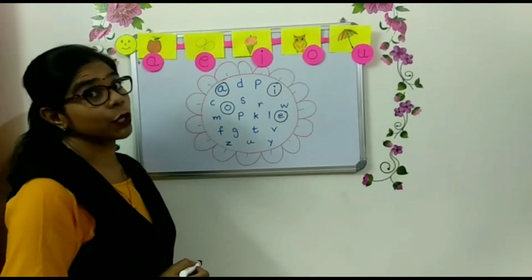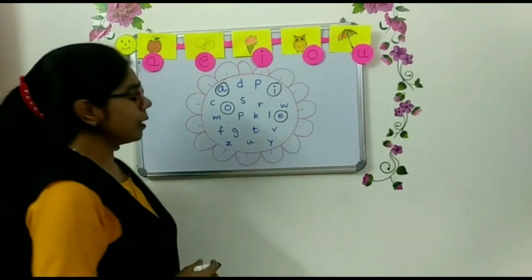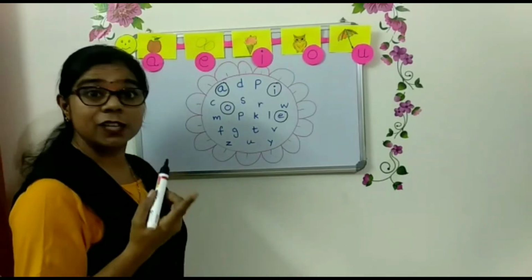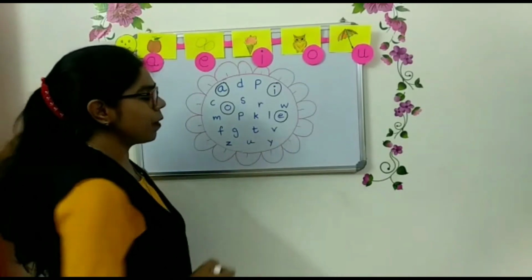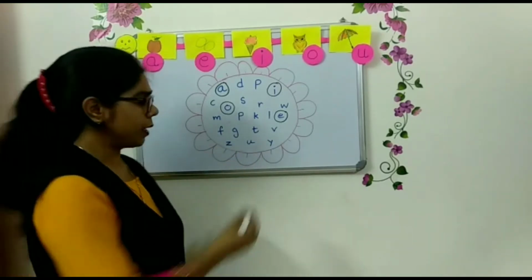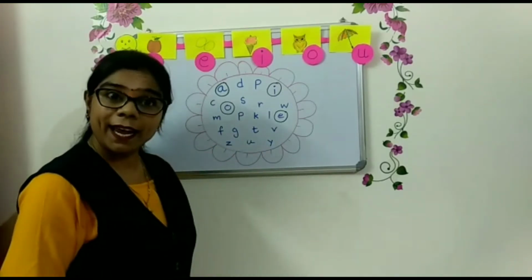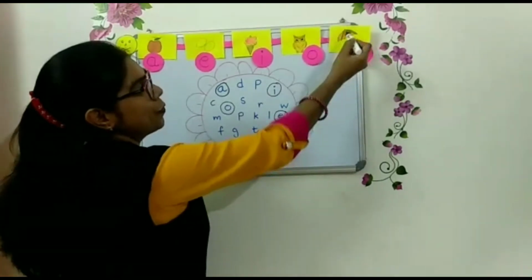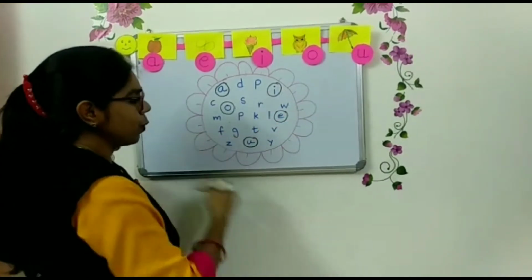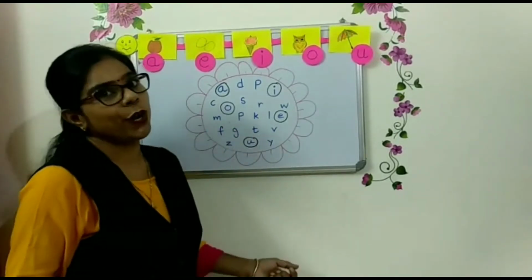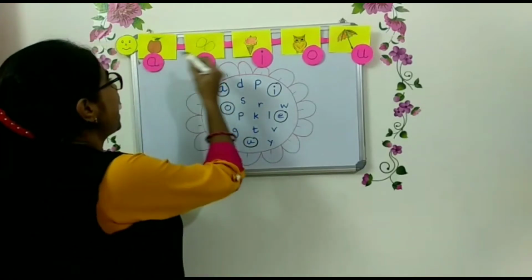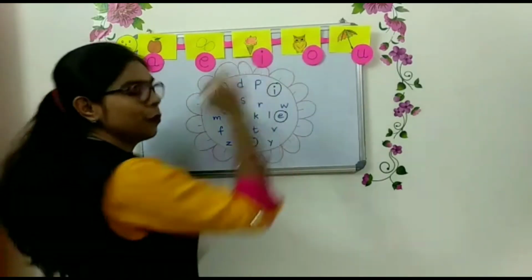Is F a vowel? No. Is G a vowel? No. Is T a vowel? T is also not a vowel. Is V a vowel? No. Is Z a vowel? No. Is U a vowel? Yes. U for an umbrella. So we have to make a circle on U. Is Y a vowel? No. So how many vowels do we have in this circle? A, E, I, O, U.